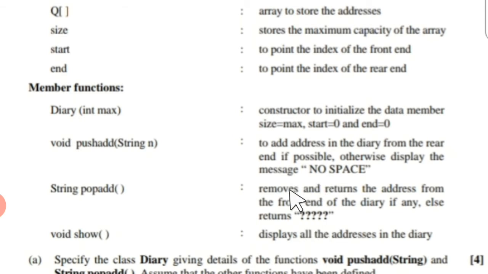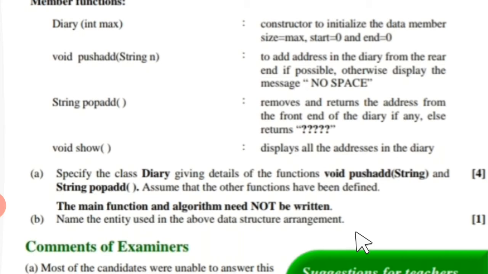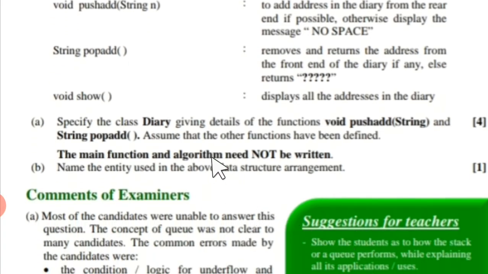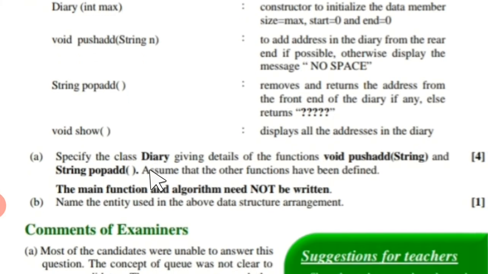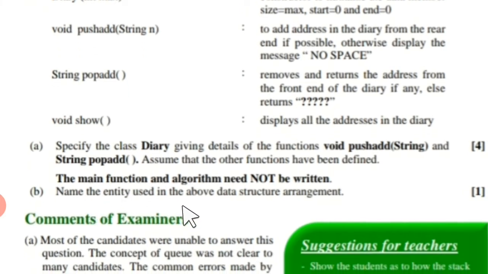Okay, after that we have the show function. So void show displays all the addresses in the diary. Now students, after that we move to specifying the diary, giving the details of the functions void push add, string and string pop add. Assume that the other functions have been defined. So in my solution I'm going to discuss all the functions which have been asked here, including the constructor and this show method. Alright, after that they're asking to name the entity used in the above data structure arrangement. And one very important point: the main function algorithm need not be written.